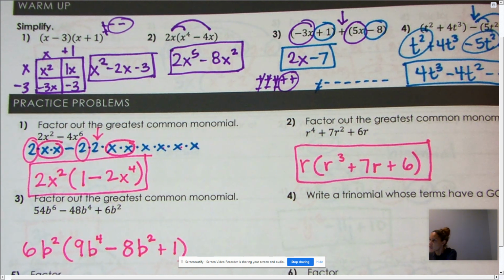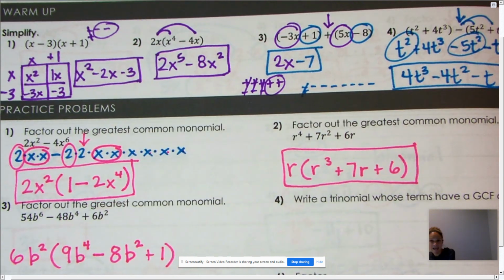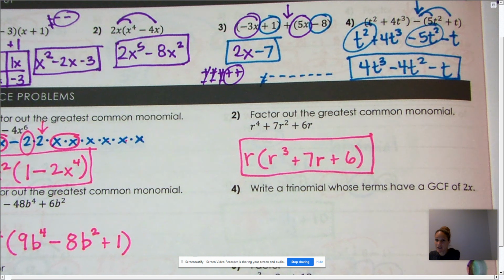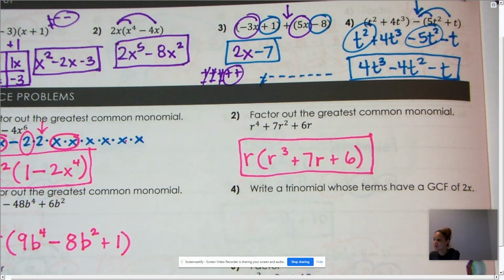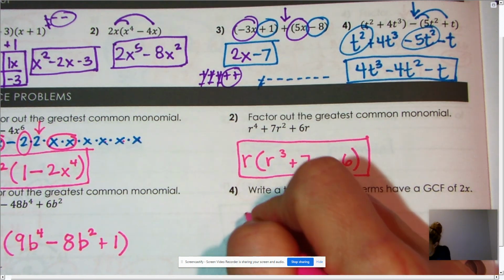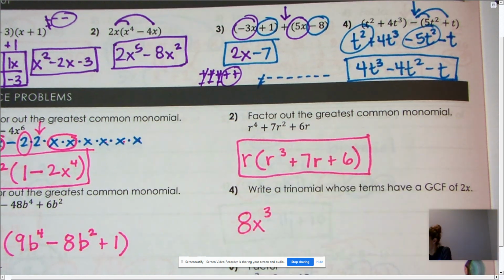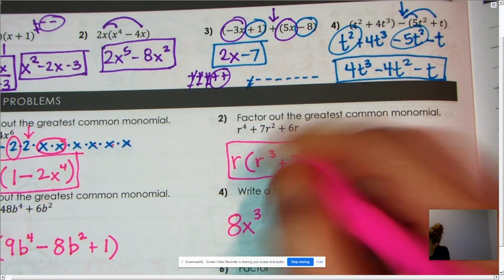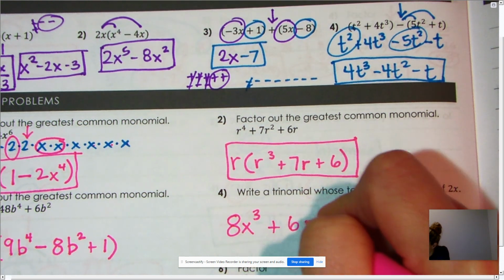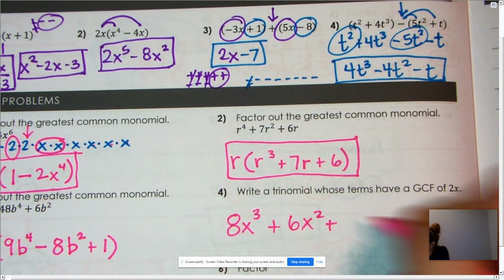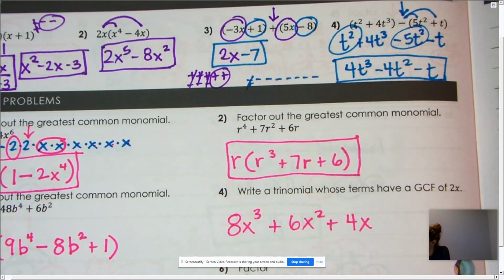Okay, question number 4. Write a trinomial whose terms have a greatest common factor of 2x. So trinomial means 3 things. So I'm going to start out with an 8x to the 3rd. Then I'm going to put a 6x squared. And then I'm going to put a 4x.